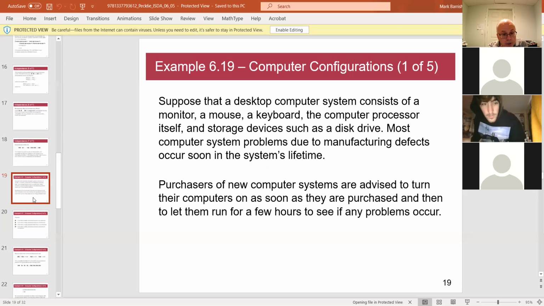All right, this is actually a good example. Let's look at this example here. Suppose a desktop computer system consists of a monitor, a mouse, a keyboard, the computer processor itself, and storage devices such as disk drives. Most computer system problems due to manufacturing defects occur soon in the system's lifetime. So you purchase a new computer system and you're advised to turn the computer on as soon as it is purchased and let it run for a few hours to see if there are any problems.